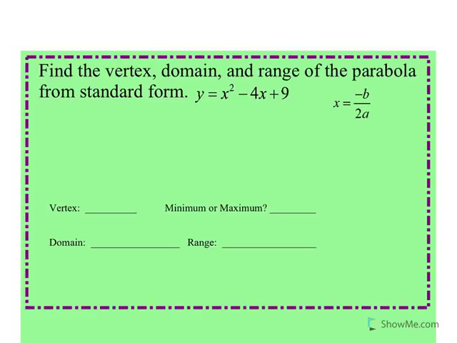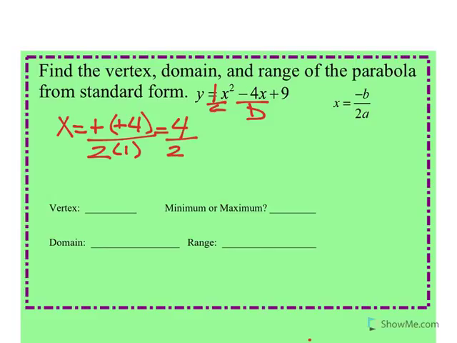So let's take a moment, look here, and find the vertex, the domain and range of the parabola from standard form. Remember, we're going to go with x is equal to negative b, where b is negative 4. So we're going to sub in a negative 4 all over 2 times a, which is 1. Well, a negative times a negative is a positive 4. 2 times 1 is 2. 4 divided by 2 is 2. That means the vertex occurs with an x-coordinate of 2.